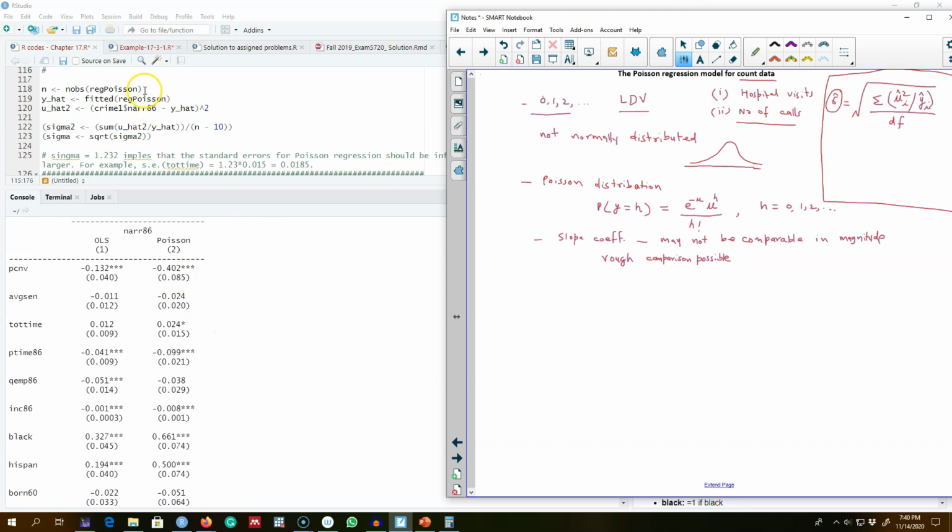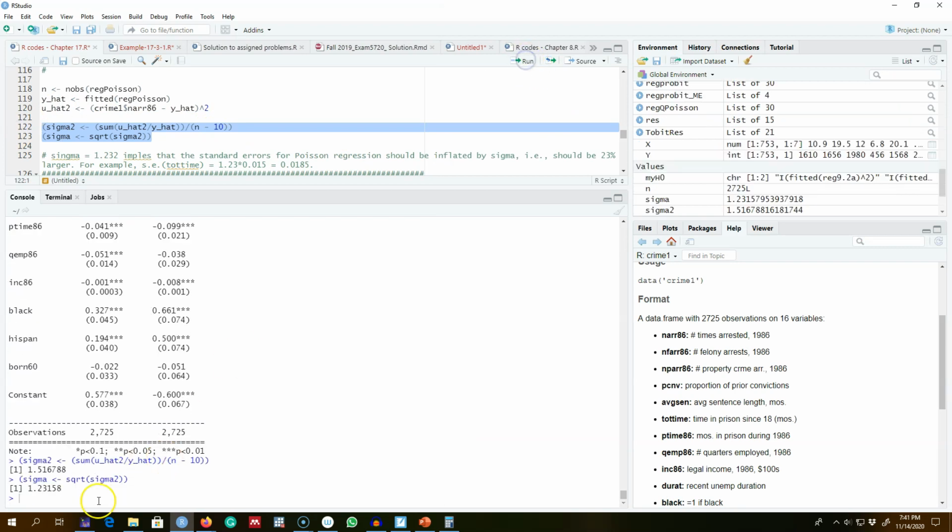The first thing I'm going to do is get the number of observations n, and then I'm going to get y hat, which is the fitted values, and then I'm going to get the squared value of the residuals by using this formula, which is the original y value minus the estimated y value, and then square it to get the square of residuals. And then I'm going to apply this formula. And using this, I'm going to get 1.23. So what this sigma value implies is that the standard error for Poisson regression should be inflated by this value.